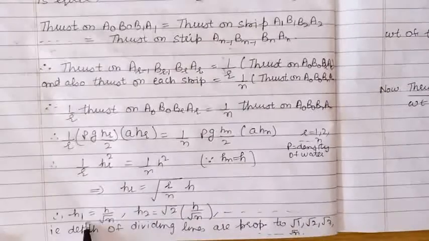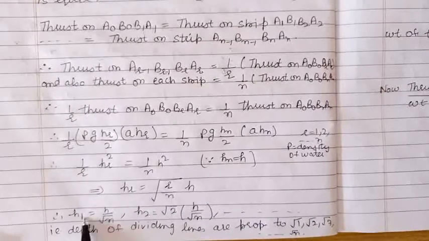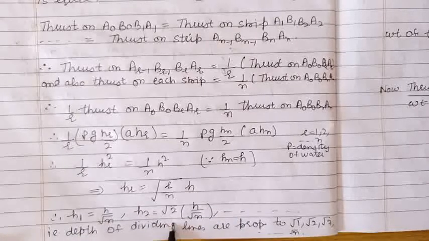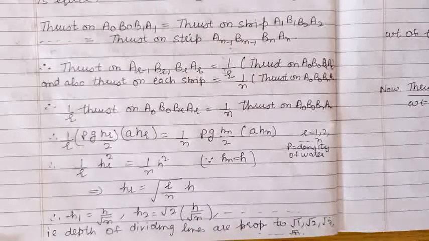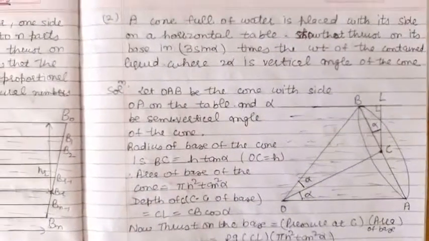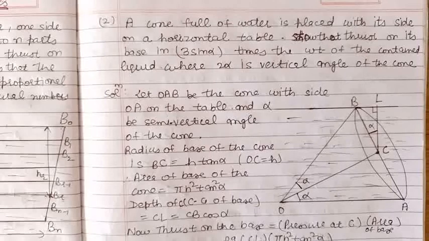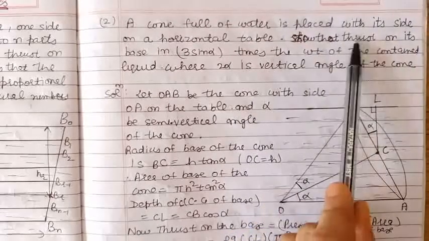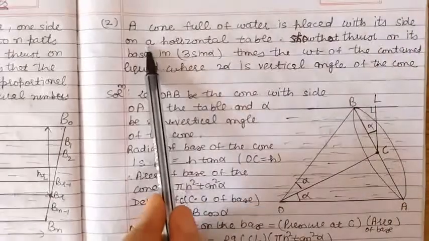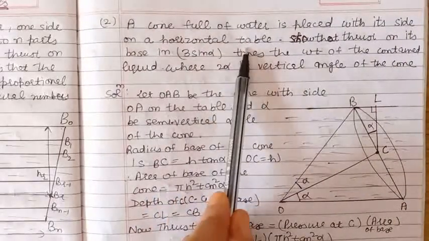Thus from here we can see that the depths of the dividing lines are proportional to the square root of natural numbers. So this completes the solution of this problem. Now, second problem is a cone full of water is placed with its one side on a horizontal table.